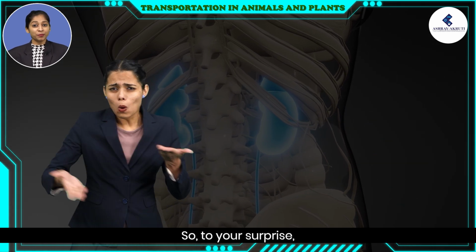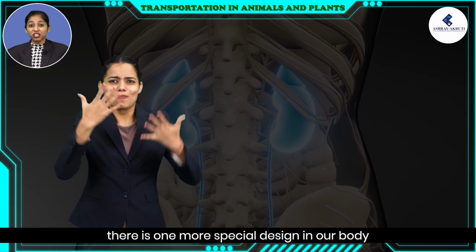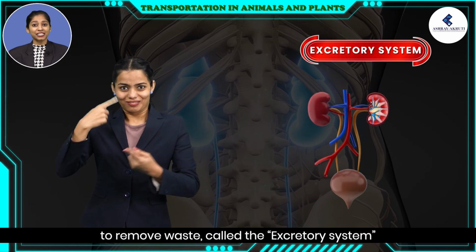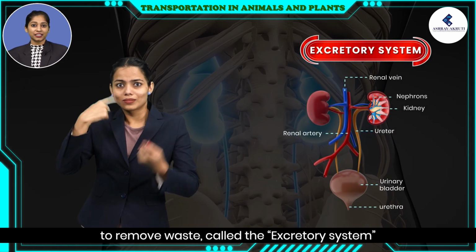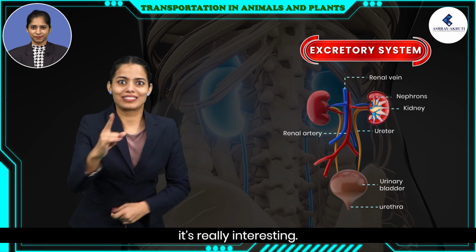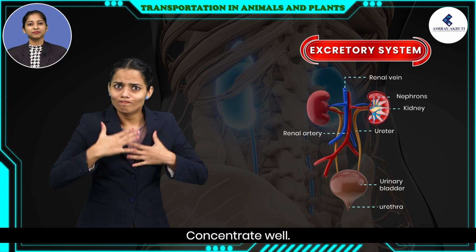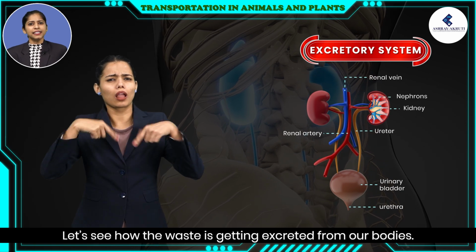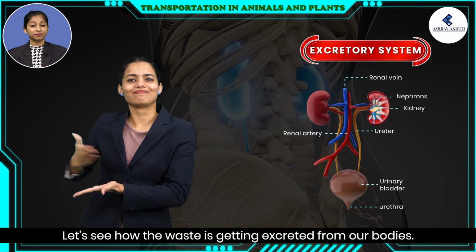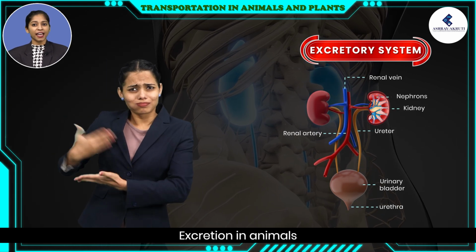So, to your surprise, you all should know that there is one more special design in our body to remove waste called the excretory system. It's really interesting. Concentrate well. Let's see how the waste is getting excreted from our body. Excretion in animals.